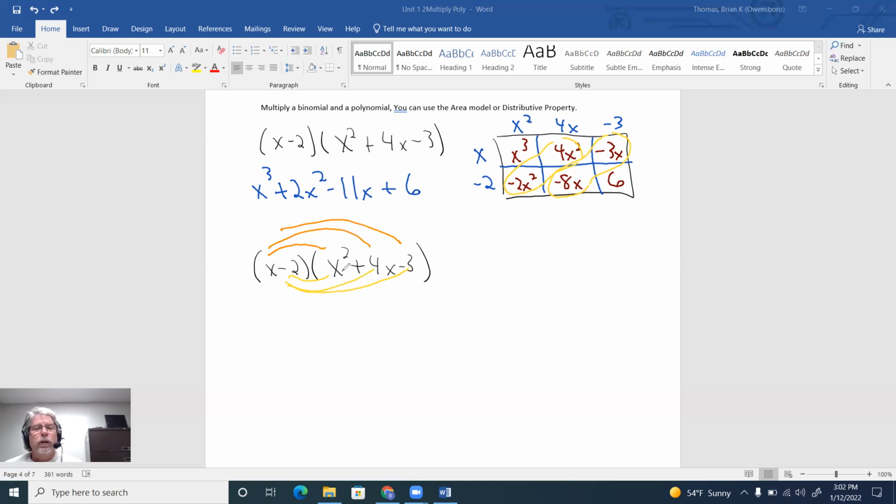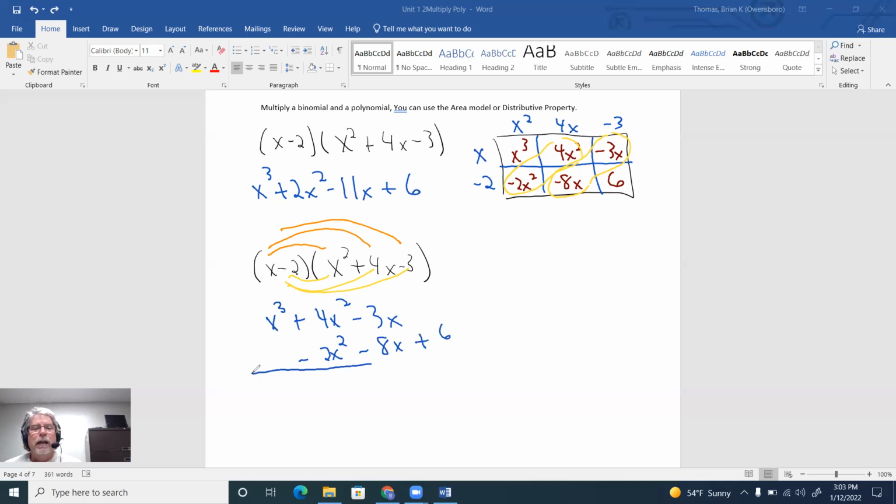So if I go x times x squared, that's my first loop, that's x to the third. X times 4x, that's going to be a positive 4x squared. X times negative 3 would be negative 3x. Now, this could get long horizontally, so what I'm going to do is drop down when I do this next one. Negative 2 times x squared is negative 2x squared, and I'm going to put it under its like term. The 4x squared and the negative 2x squared are compatible, so I'm going to put them underneath each other. And negative 2 times 4x is going to be negative 8x, so I put those underneath each other. And negative 2 times negative 3 is a positive 6.